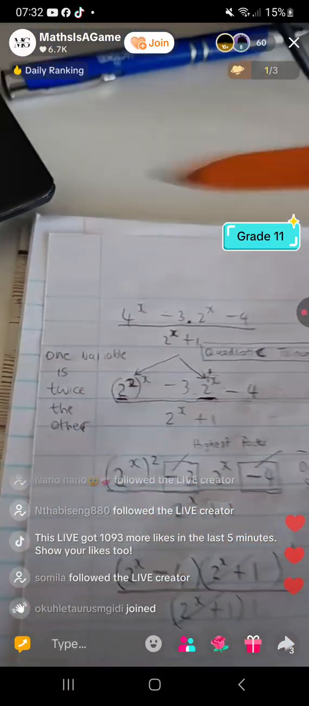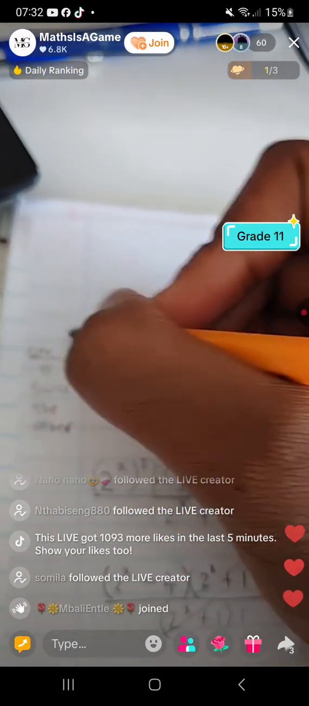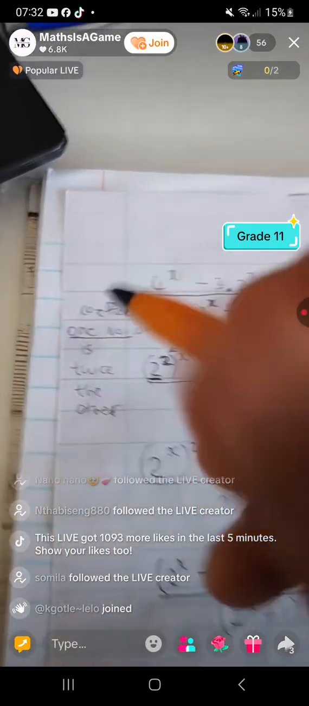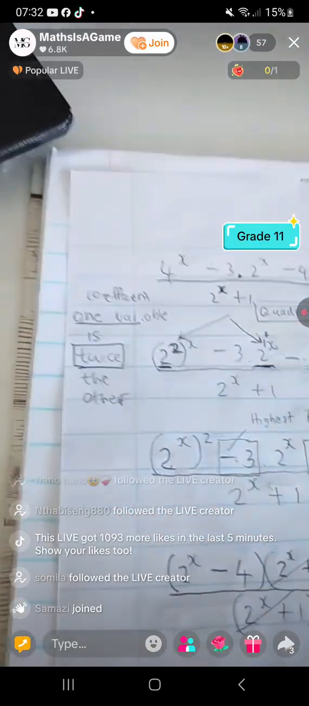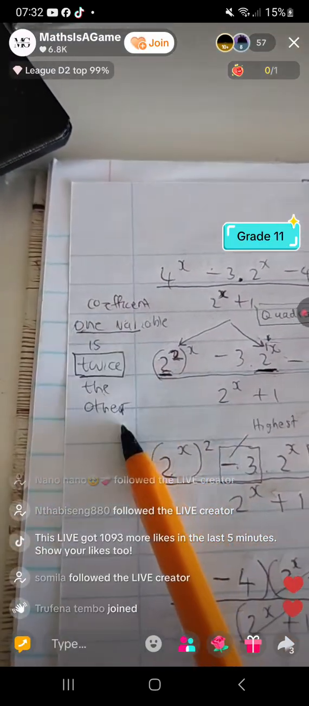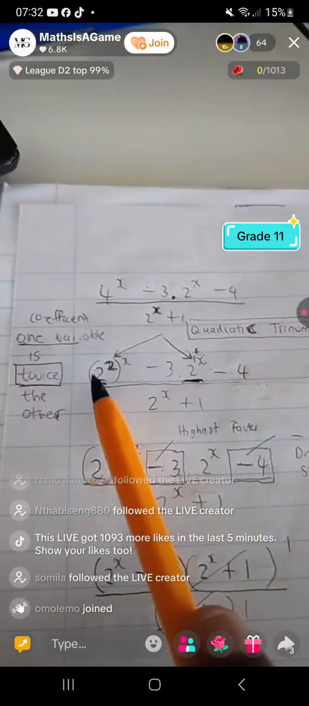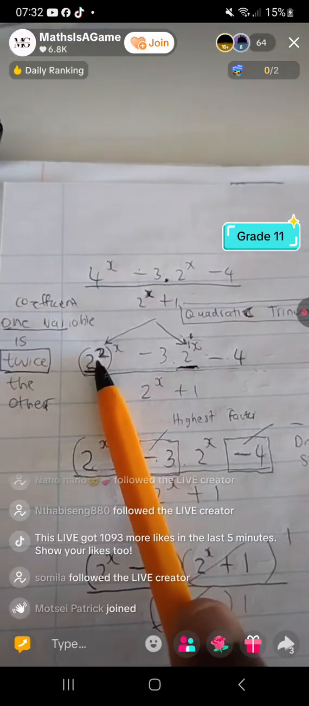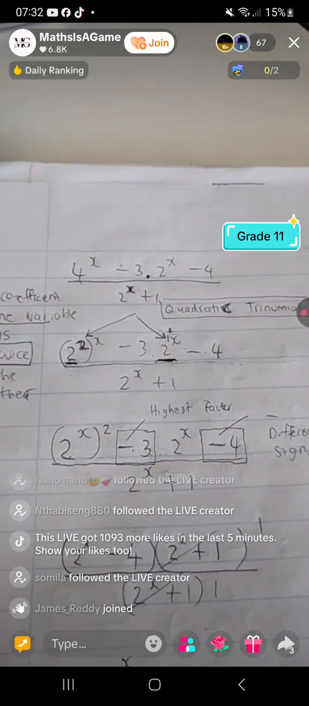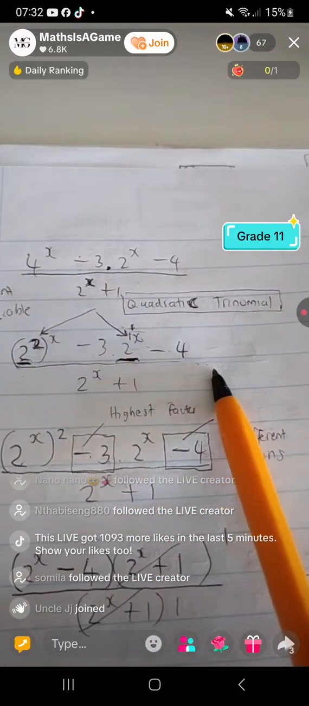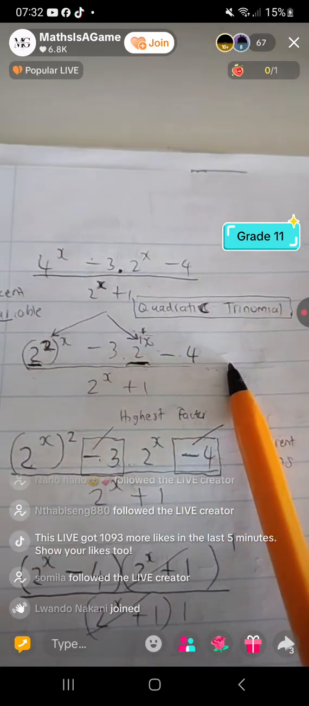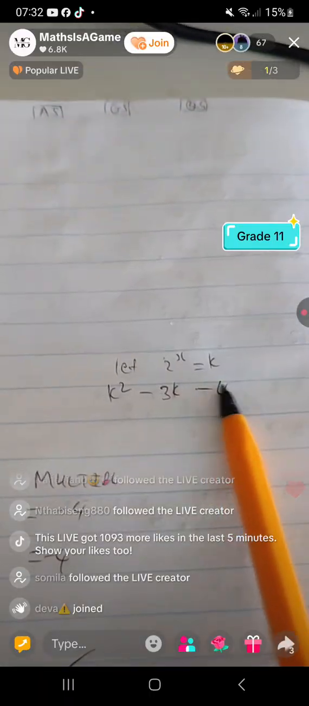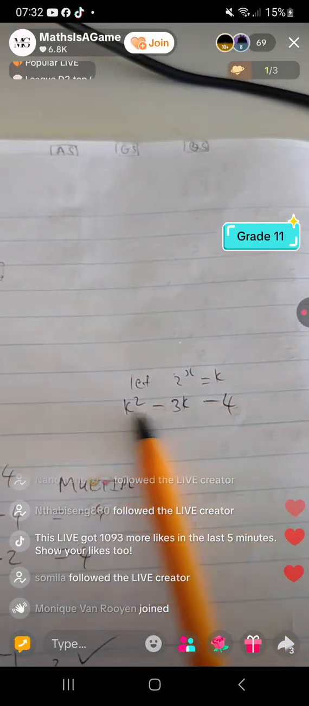When we have a situation where one variable, the coefficient specifically, is twice the other one, guys, very important, is twice the other one. Like for instance, as you can see, base 2 for separate terms. The coefficient of x, one is twice the other. Then if there is a constant as well, a constant number, then for the 3 terms, this is a quadratic trinomial, as you know a quadratic trinomial is.